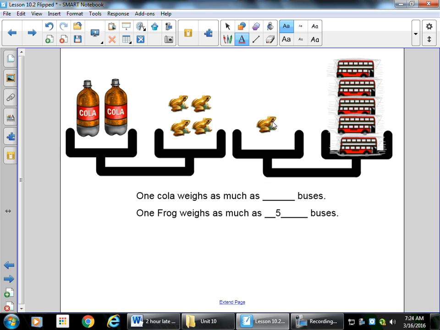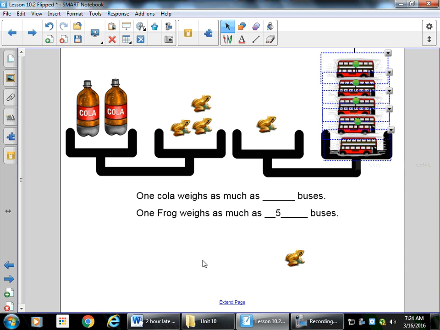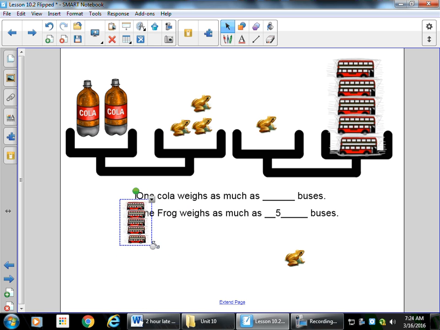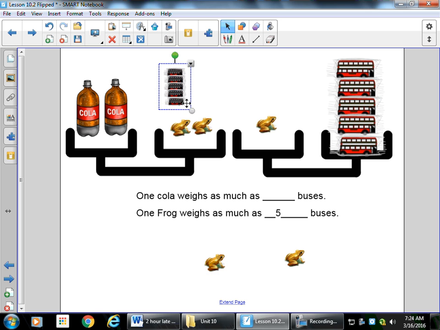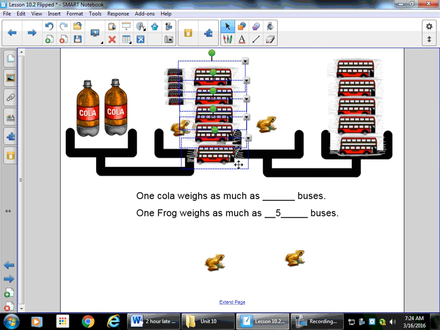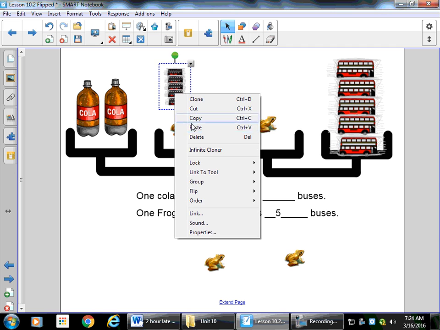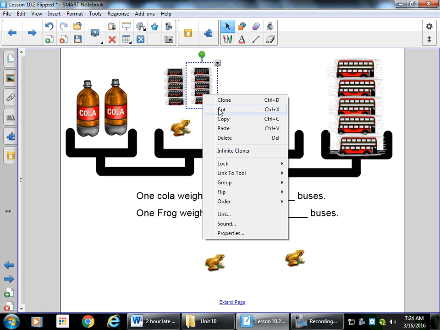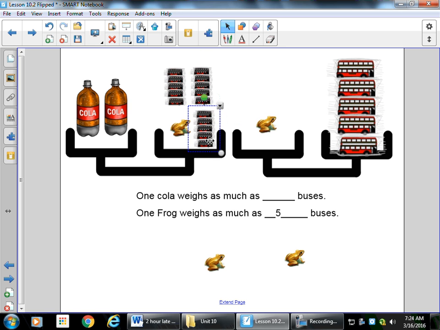So how do I do this? Now, if one frog weighs the same as 5 buses, I'm going to go ahead and take away one frog here, and I'm going to transform it into 5 buses. I'm going to get rid of this frog and make 5 more buses. Pretty big frogs. I'm going to take this frog and get rid of it and make 5 more buses. Get rid of that frog, make 5 more buses.